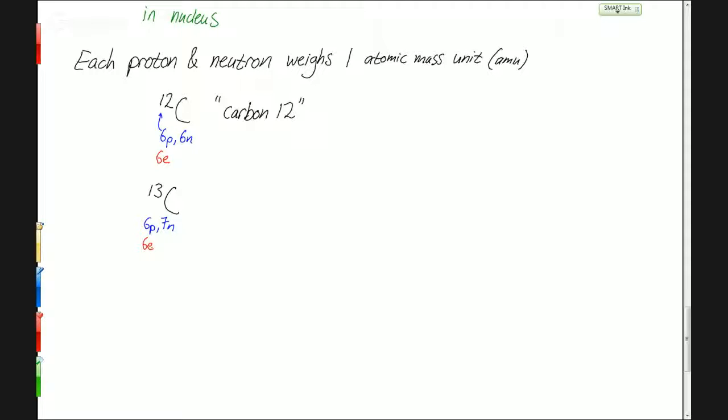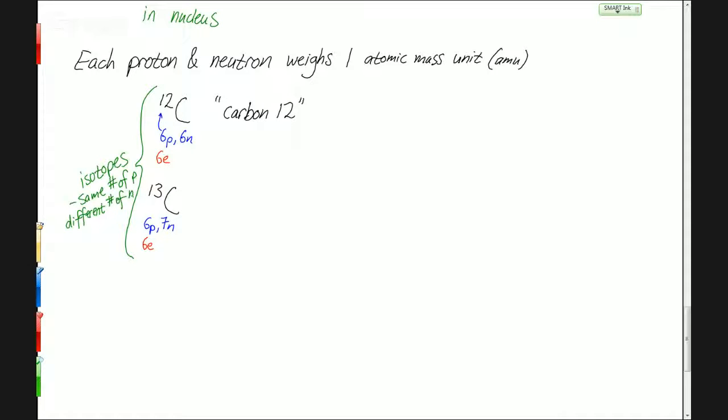Thanks. So carbon-13 looks pretty much the same, except each atom of carbon-13 is going to have 1 extra neutron. And the name for the relationship between these two types of atoms is that they are isotopes. Isotopes have the same number of protons and a different number of neutrons. Isotope means same type, so they're still called carbon, but they have different atomic masses.